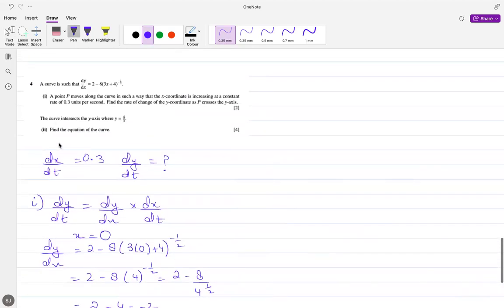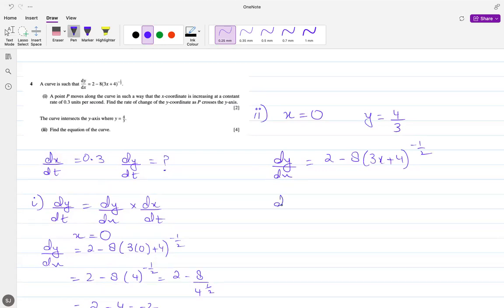In part 2, we have to find the equation of the curve. The curve is intersecting the y-axis where y equals 4 upon 3. Now, if the curve is intersecting the y-axis, we know that the value of x will be equal to 0. The value of y is 4 upon 3. To find the equation of the curve, we'll integrate the term in dy/dx. So dy/dx is equal to 2 minus 8 times (3x plus 4) to the power minus half.